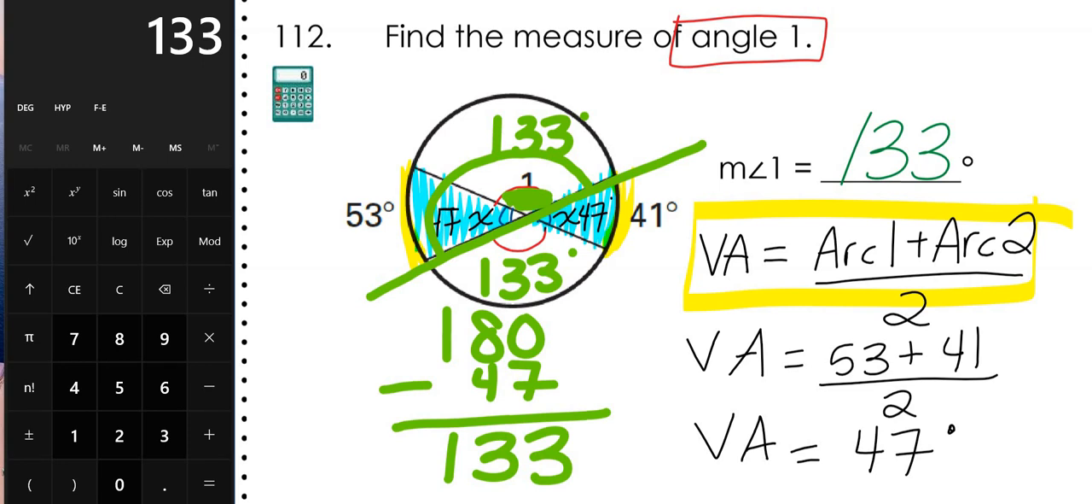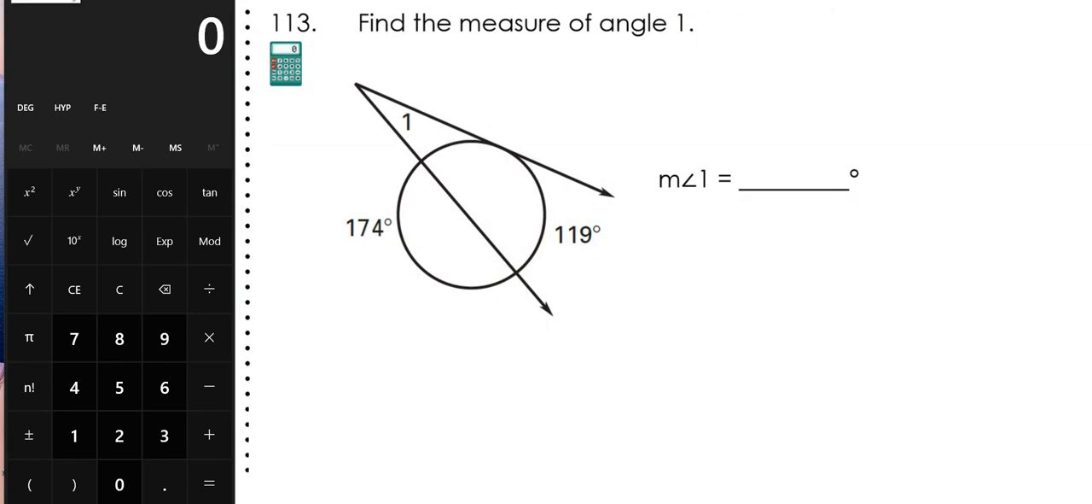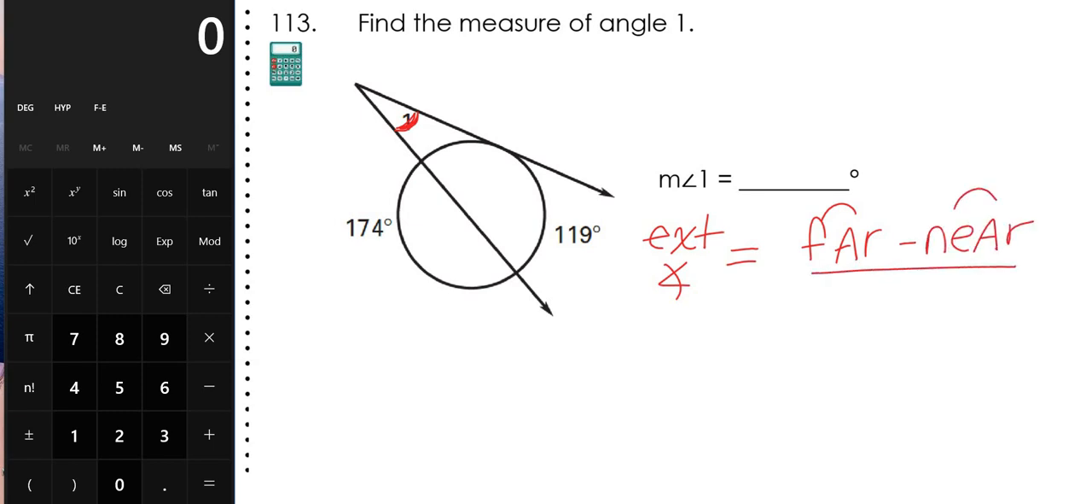Last question on this page. 113. Find the measure of angle 1. Okay, angle 1 is all the way out here. Now, when you see a circle and you see an angle on the outside, an exterior angle, there's a formula that goes along with finding the measure of an exterior angle to a circle, and it looks like this. Your exterior angle, which in this case is angle 1, is equal to the far arc minus the near arc, divided by 2.